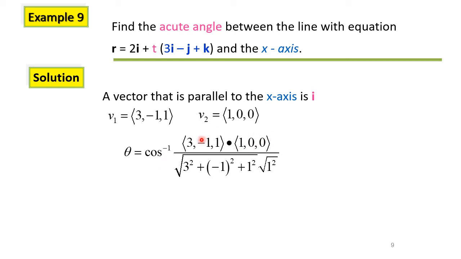Above here we do the dot product. Remember, we only have i, so that is 3, and the rest multiply with 0, so we get 0. So only 3 above here. Below here, find the magnitude for V1 and V2. So we get the angle, which is 25.2 degrees.